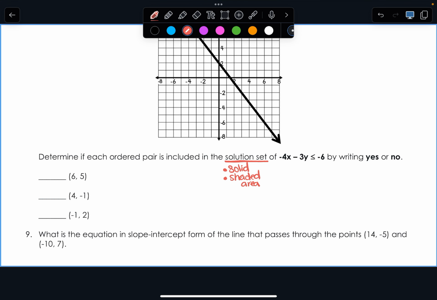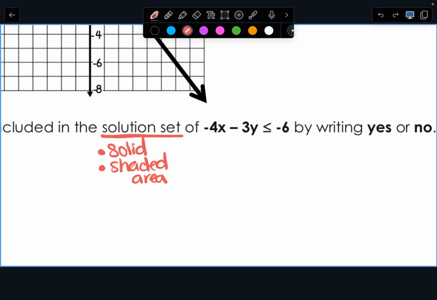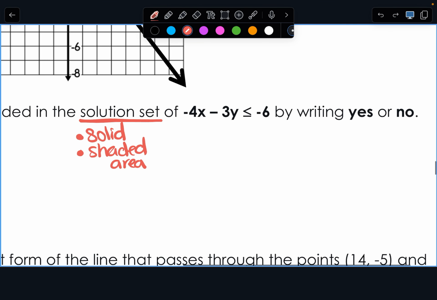Now, how can I tell? Can I just go ahead and say that we're going to shade below that line? Why can't you just go ahead and say that? Looking at the inequality, we can, because it's a less than or equal, and less than is below.